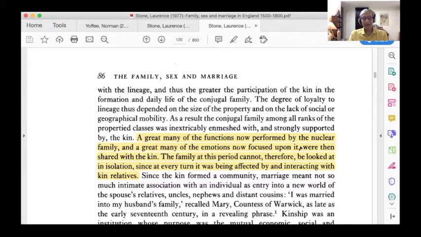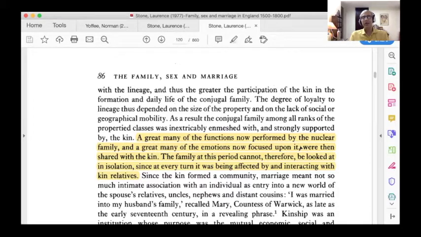As a result, the conjugal family, among all ranks of the property classes, was inextricably enmeshed with and strongly supported by the kin. A great many of the functions now performed by the nuclear family and a great many of the emotions now focused upon it were then shared with the kin.